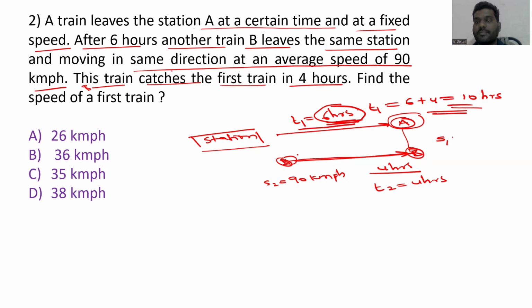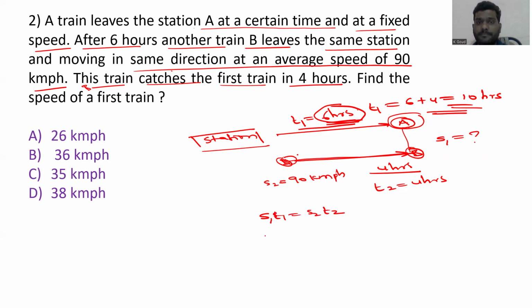So we have to find S1, the speed of train 1, which is the question mark. Same distance. Why same distance? Train A and train B will both meet after 10 hours. Both will meet means they covered the same distance. So that is why I have to apply S1 T1 equal to S2 T2.